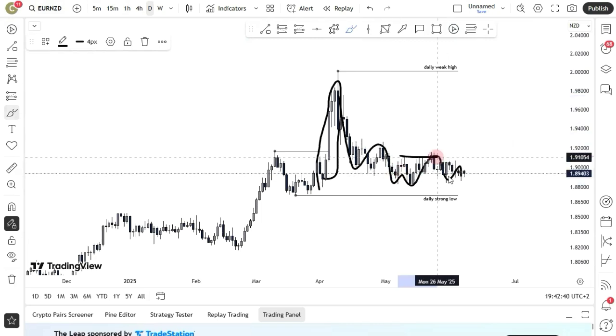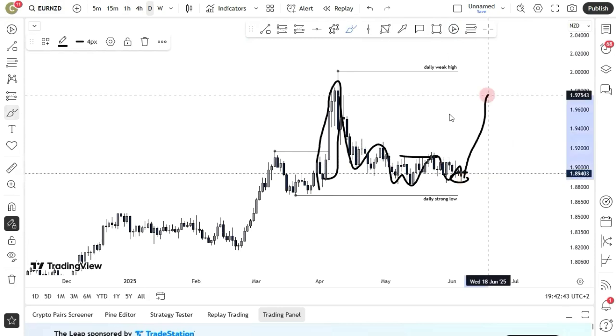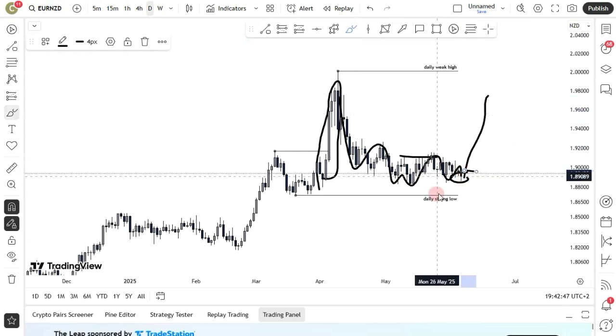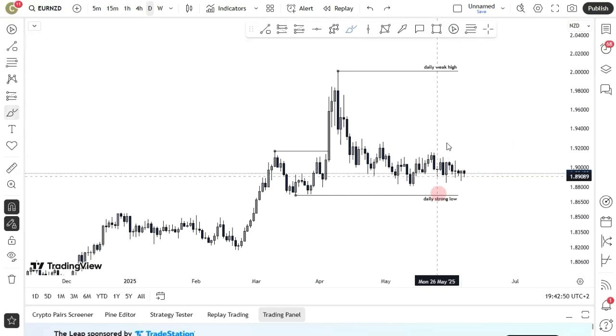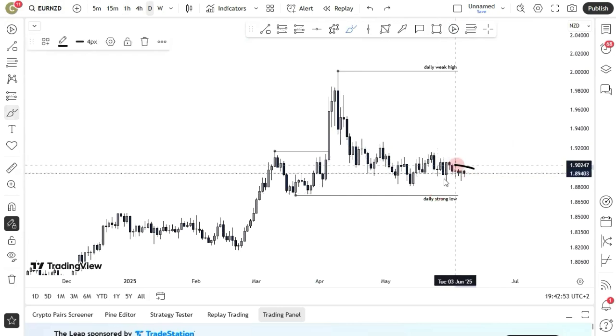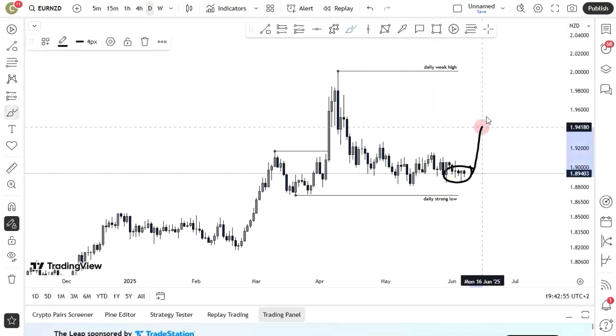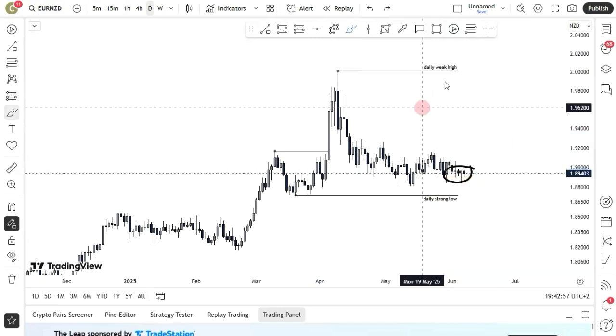We need another change of character here to take it towards the upside, because if we enter on the daily, we are going to have a much bigger stop loss, right? We might not gain a decent reward on that. So you just have to wait for price to give us a change of character in the lower time frame and take it towards the upside, right? But overall on the daily, we are bullish.